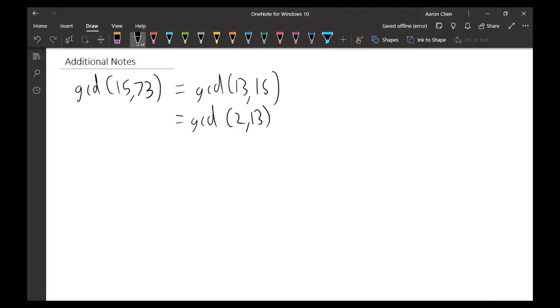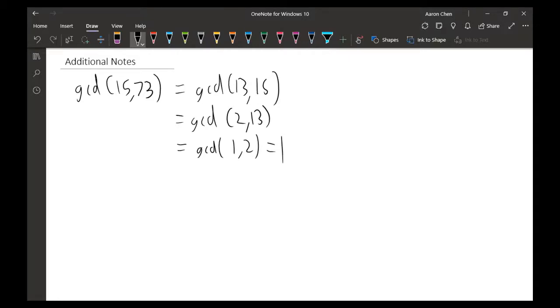By this point, even if you didn't see it at the start, you should be able to tell that this is 1, but I'll still continue. So 2 times 6 is 12, and 13 minus 12 is 1. So it's GCD of 1 and 2. And by this point, it's just clear that it's 1. There's nothing else you can really do.